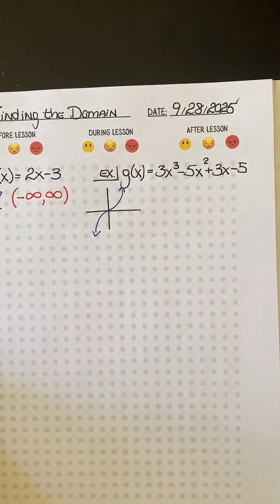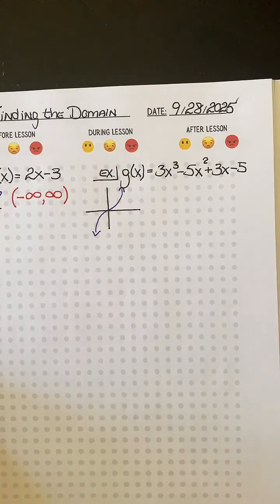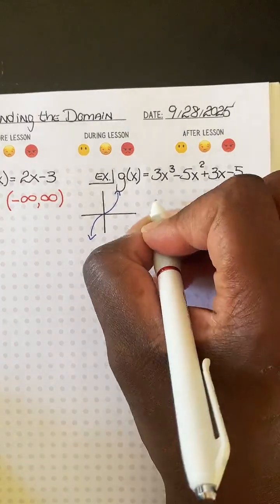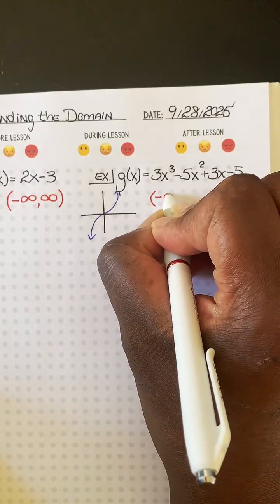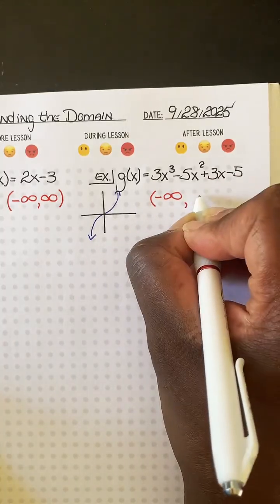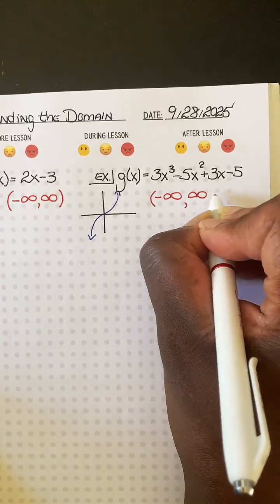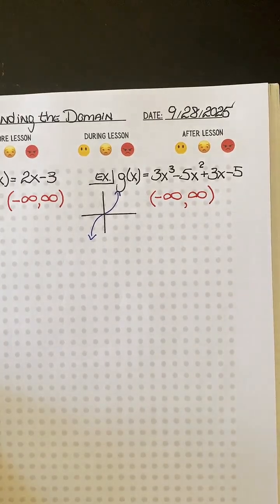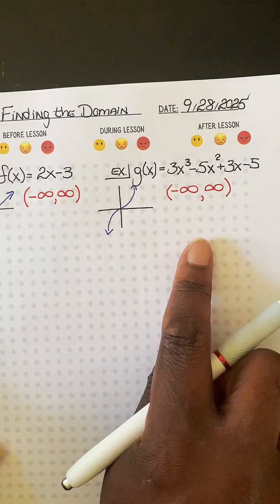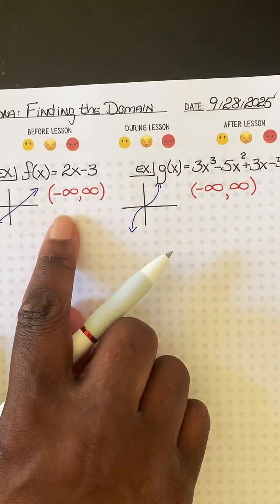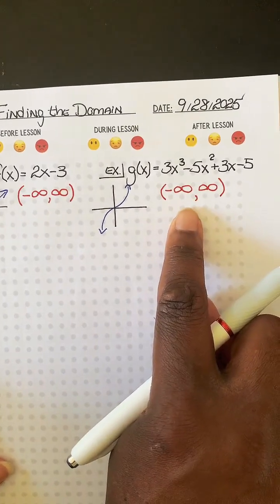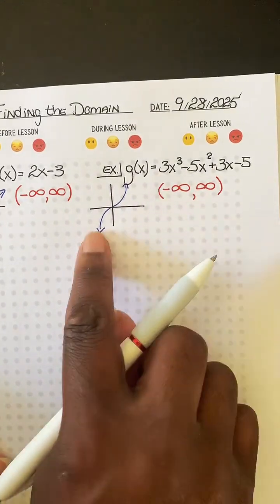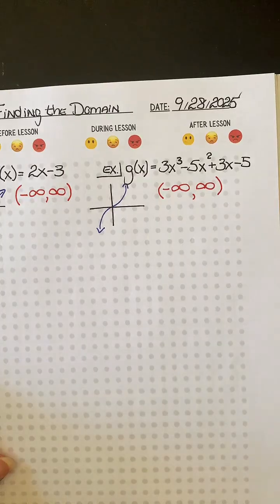So our domain, there isn't any restriction. Our domain, again, is going to be all real numbers. And the reason why I picked this function is just to see that, hey, linear-wise, all real numbers, that's what it looks like. Cubic-wise, this is what it looks like, all real numbers.